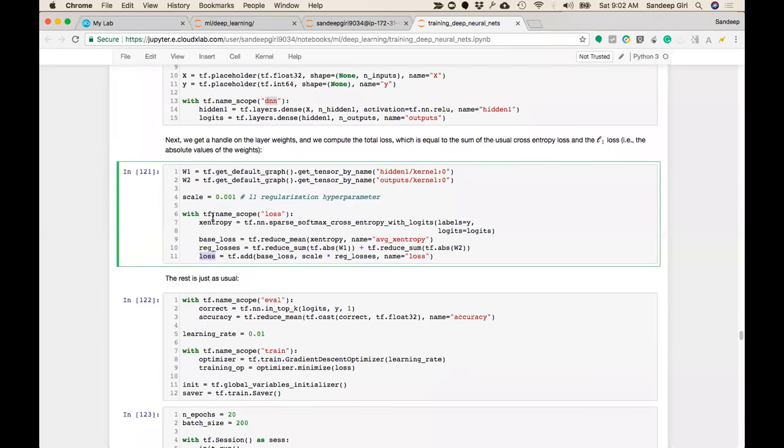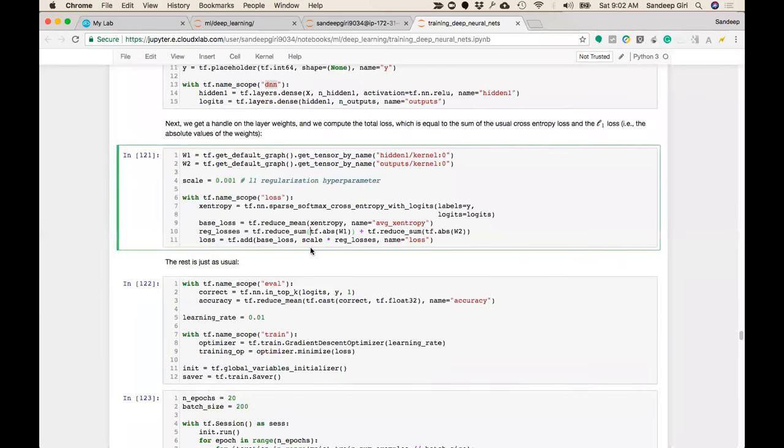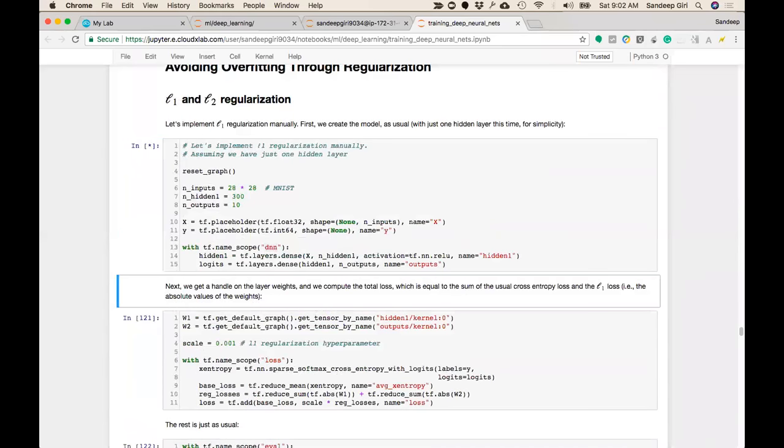How are we computing it? First we created the cross entropy, then we computed the actual loss, which is what we used earlier. But now we have computed one more factor called regularized losses, and the loss is the summation of both, with the second factor multiplied by a coefficient. Instead of the actual one, we multiply it with some scale. Here it's 0.001. The rest is as usual.